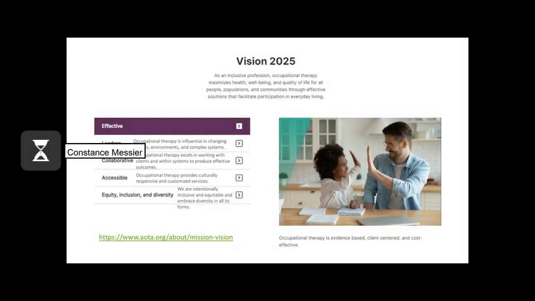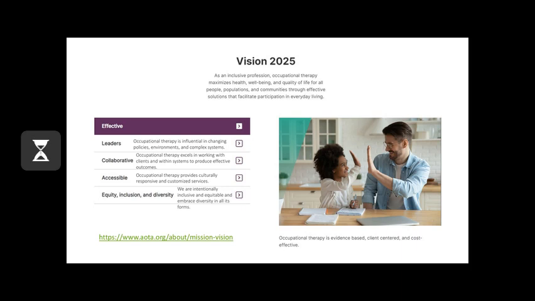Vision 2025 is AOTA's mission and vision statement. And it says, as you can read here, as an inclusive profession, occupational therapy maximizes health, well being, and quality of life for all people, populations, and communities through effective solutions that facilitate participation in everyday living. And they've broken this vision down into different pillars.